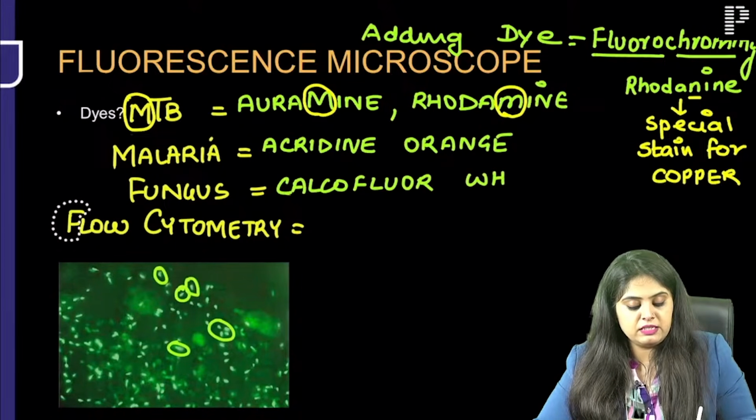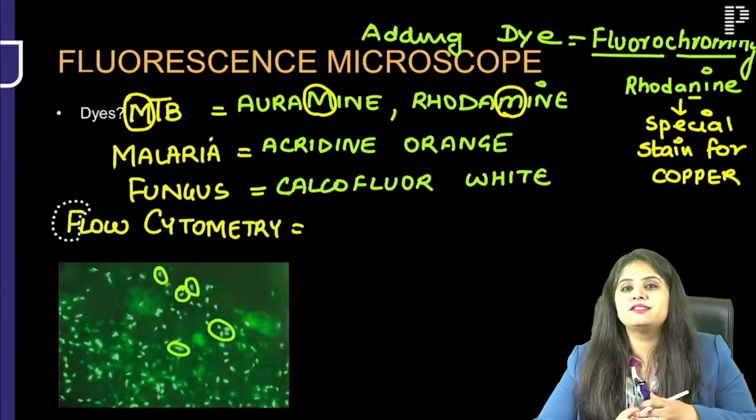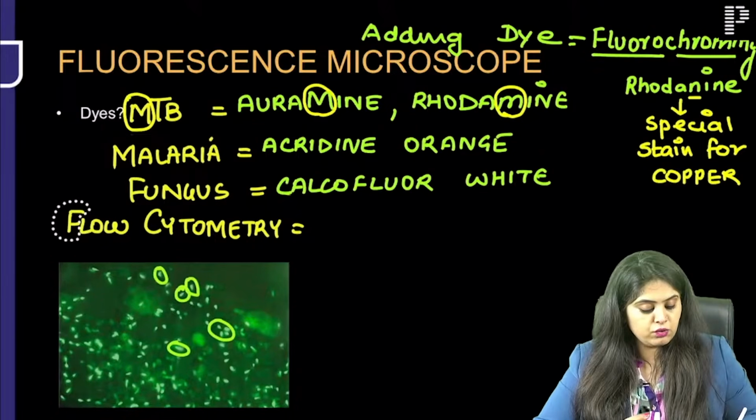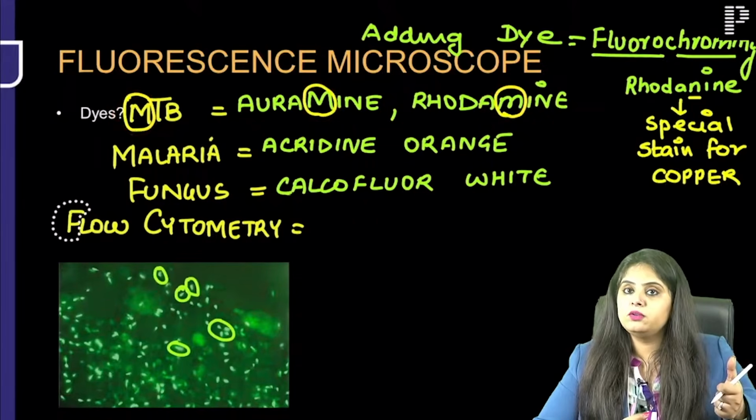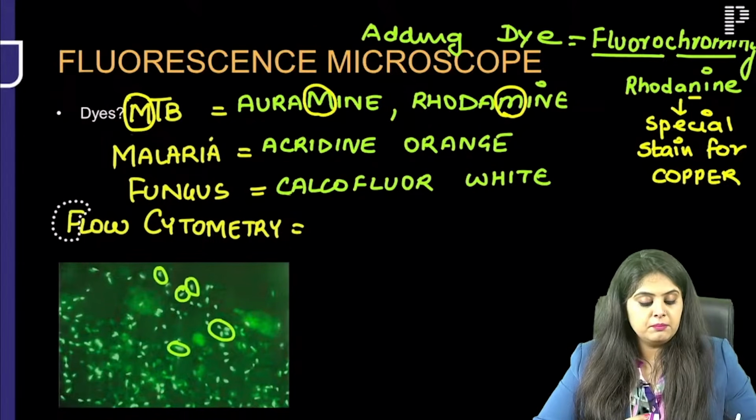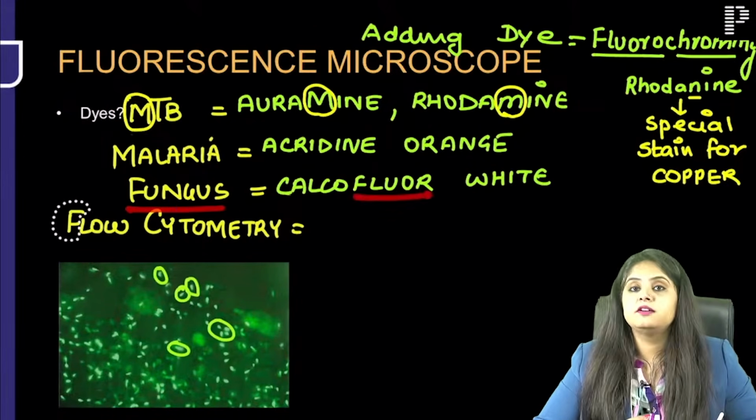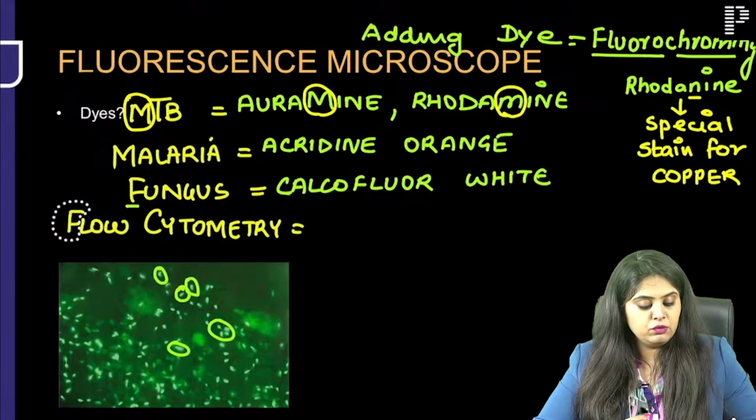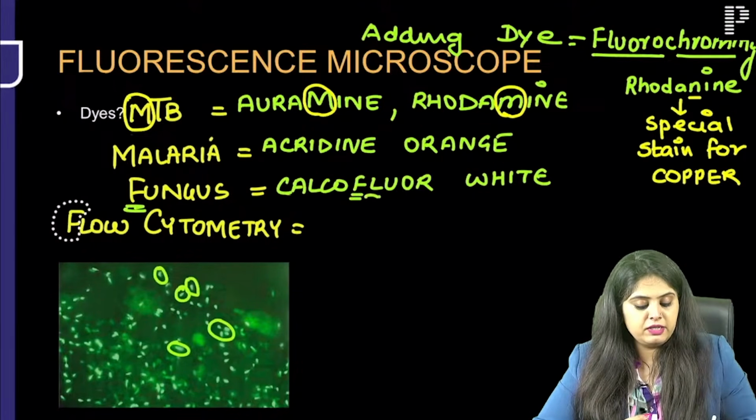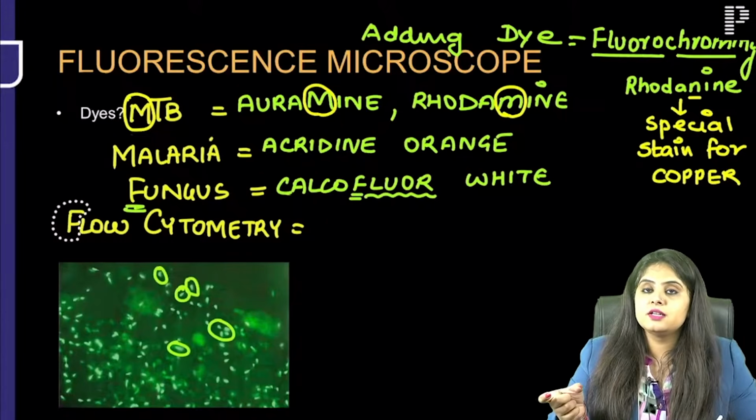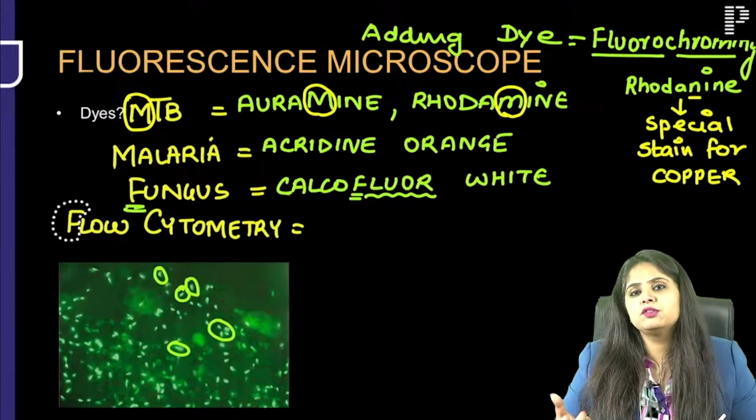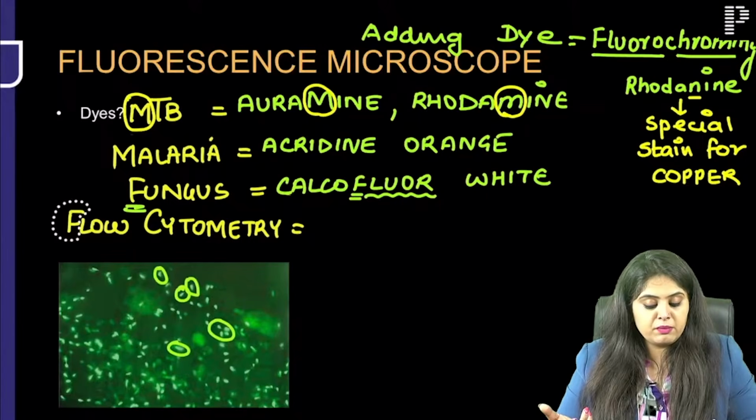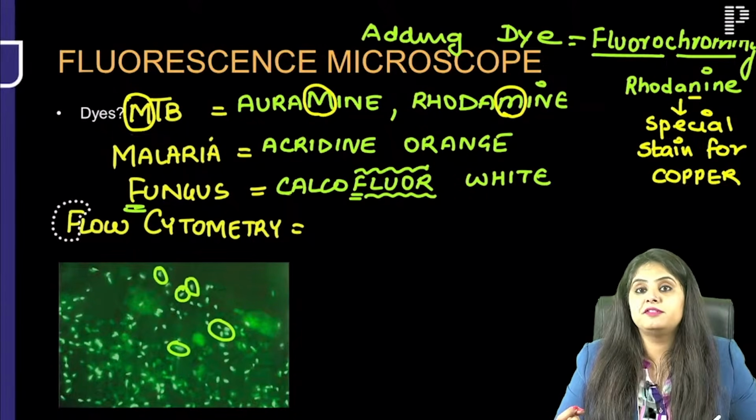I believe you will need some mnemonics because you will forget it in a short time. For MTB it is auramine, rhodamine, okay, you will remember it. For fungus, I have learnt flower. For fungus it is going to be flower, and if I read carefully this sounds like fluorescent. It is the fluorescent dye for fungus. Don't say calco flower white, let's call it calcofluor white so that you remember it's a fluorescent dye for fungus.